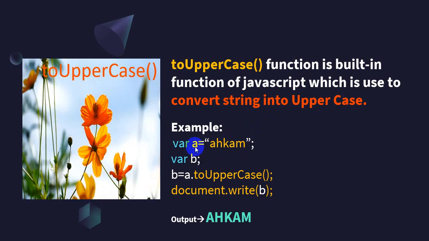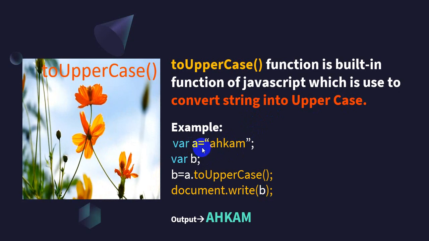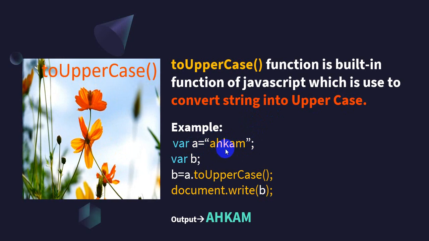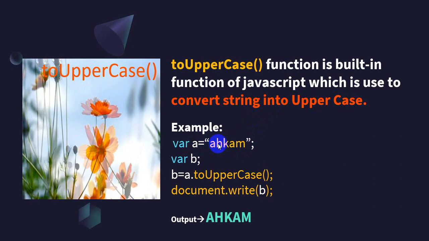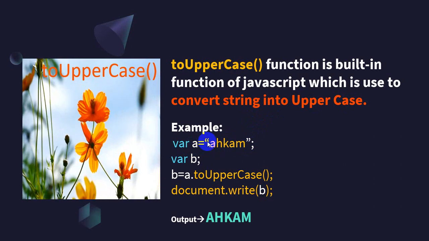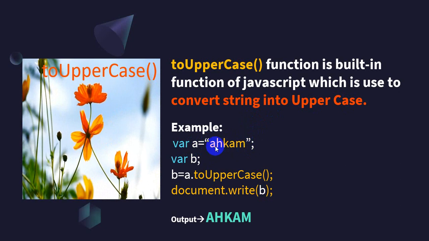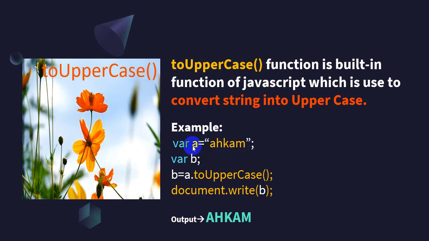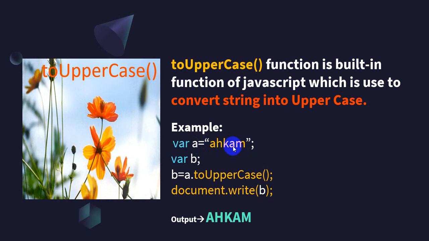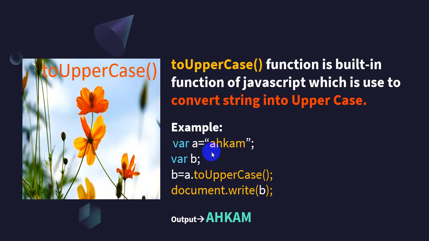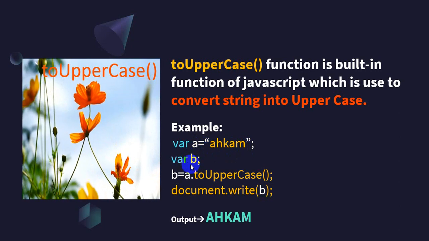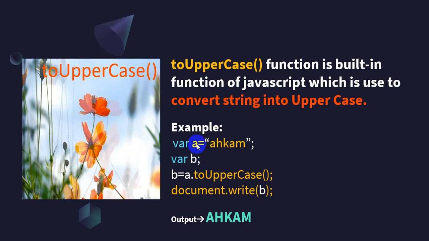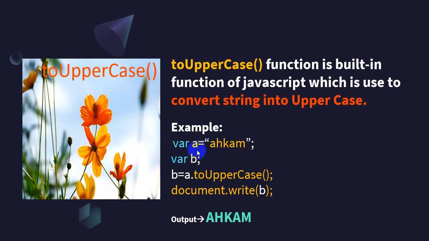For example, I have declared a variable called A in which I have stored a string. See, this is a string. How do I come to know whether it's a string or an integer? If you put anything between these two quotes, an opening quote and a closing quote, this value becomes a string. So I have declared a variable in which I have stored a string value. Now I have declared one more variable. Why have I declared one more variable? I just want to tell you. First, I have declared a variable.